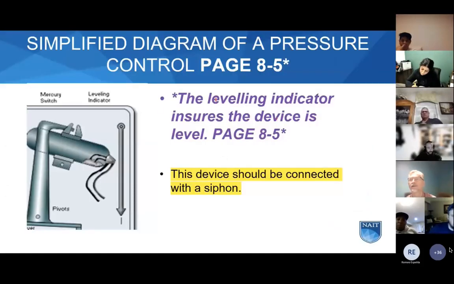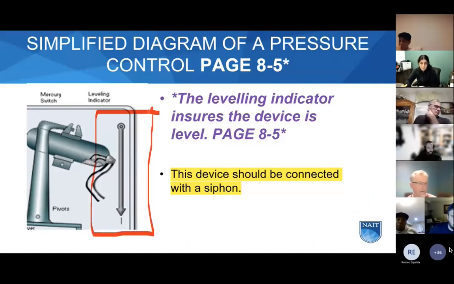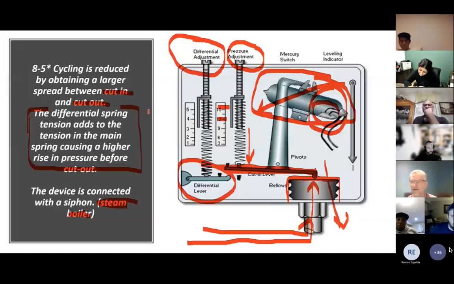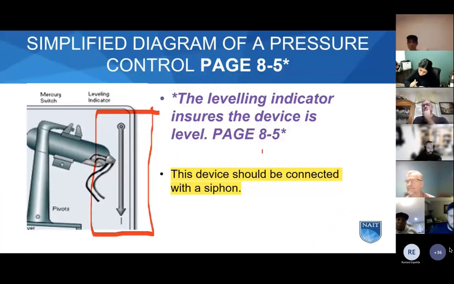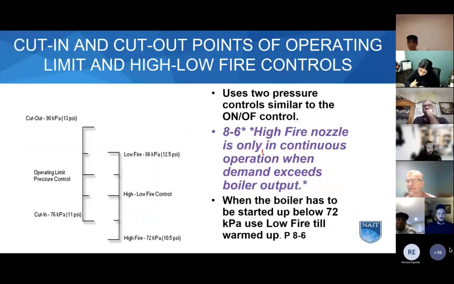This device will often have a leveling indicator. This is just a level that ensures the device is level so that it operates with the correct relative angles in here for this thing to work at the right setting. Some examples of cut-in and cut-out points.